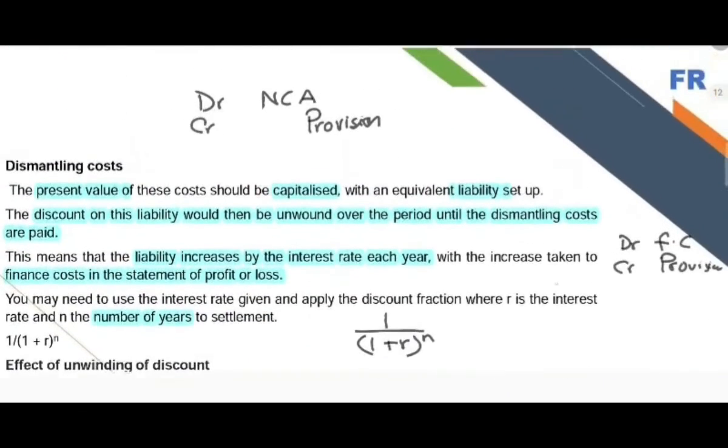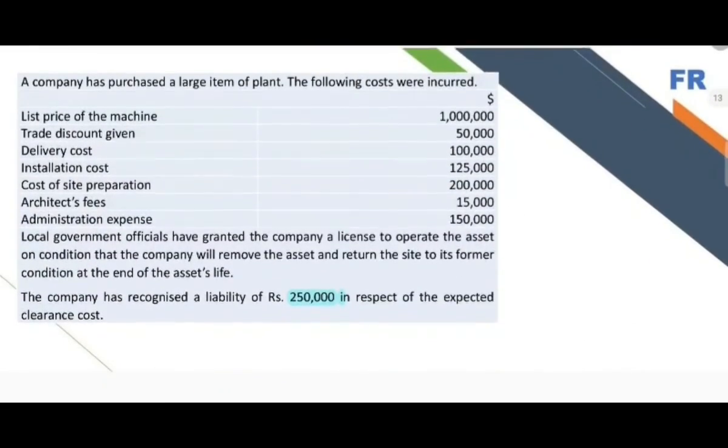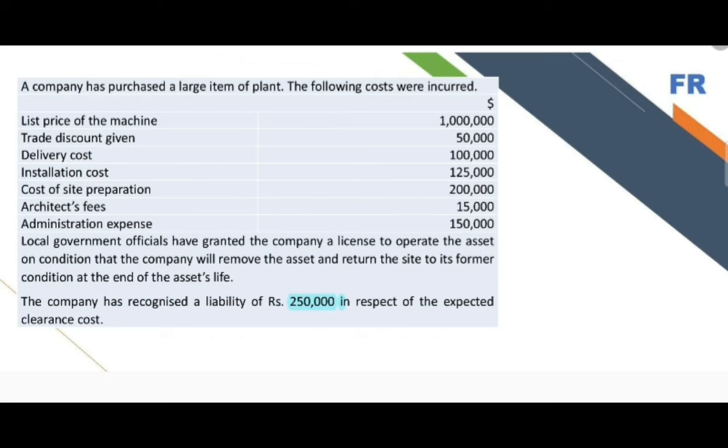Remember that we not only recognize the liability, we also include the value in the value of the non-current asset. So in this case, the value of the asset would be list price of machine less trade discount plus delivery cost plus installation cost plus cost of site preparation and plus architect fee as professional fee, but should not include the administrative expense, and then include the dismantling cost of 2,50,000. So these costs will be included in the value of the asset.